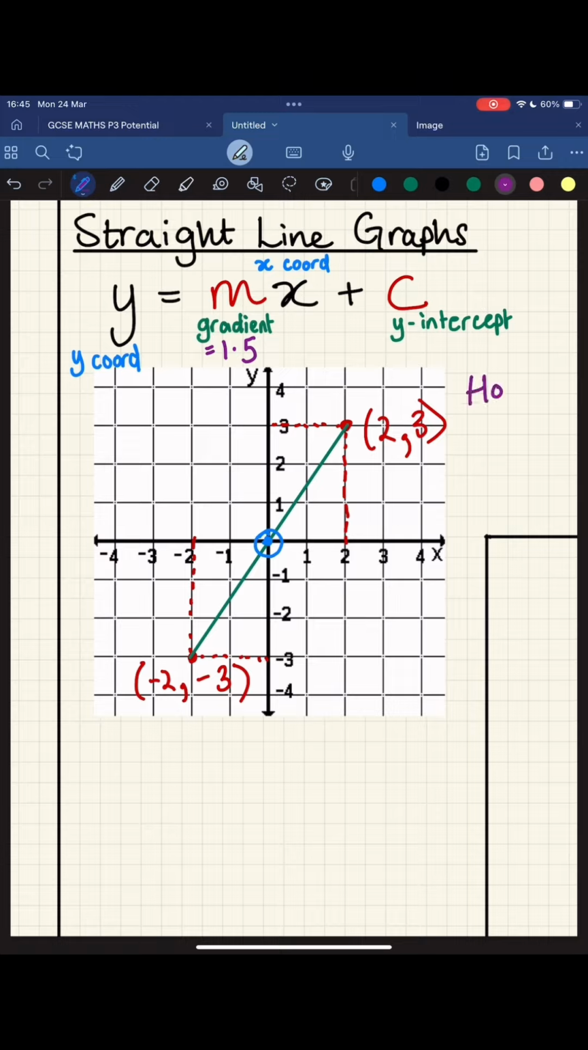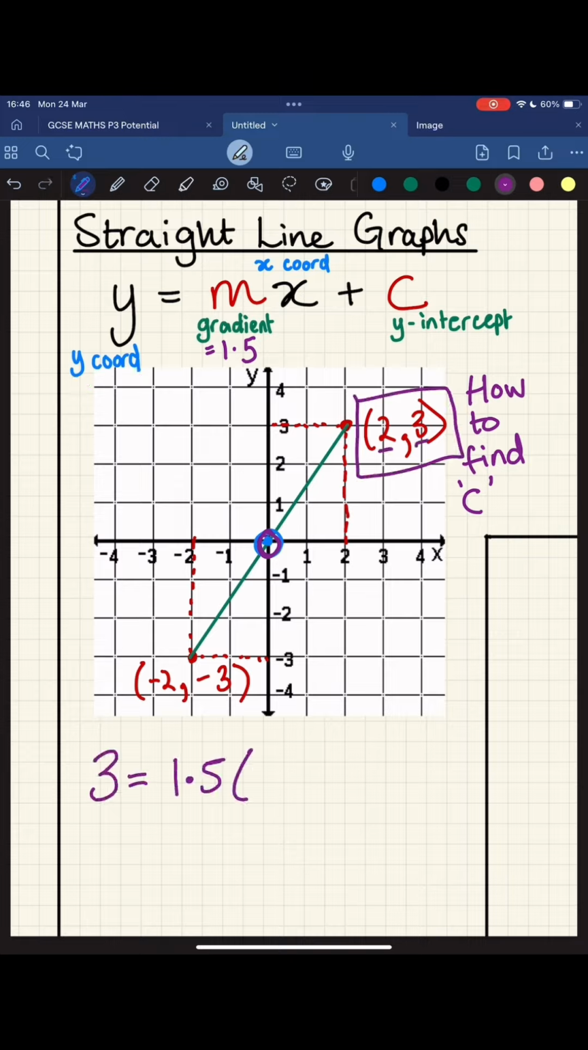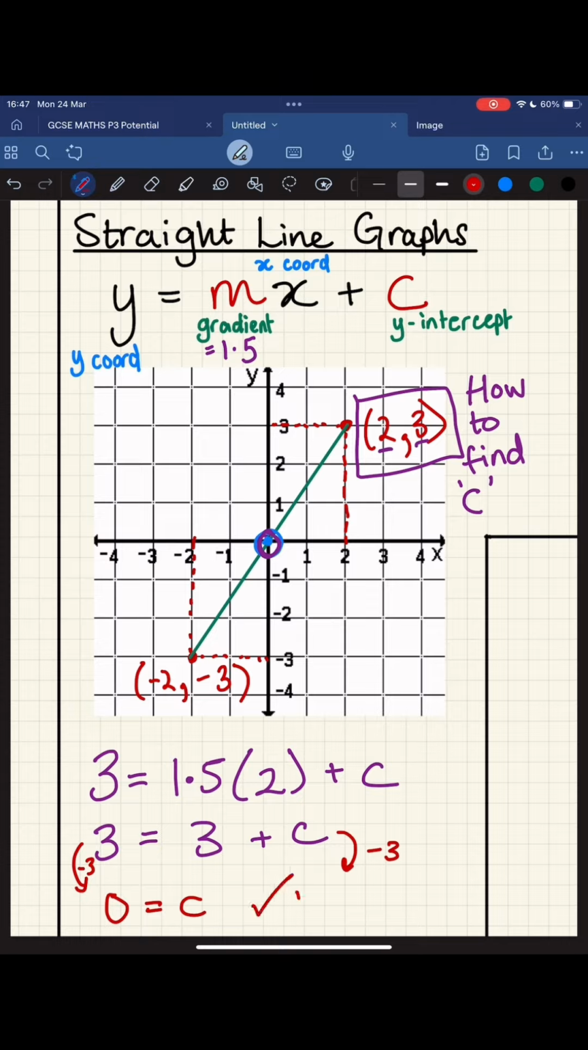Now, how do we find a y-intercept? In this case, it's obvious that the y-intercept is at 0 because we can see the graph. But if we didn't have a graph we could read off, we could sub in a y-coordinate and x-coordinate into our equation to find c. Taking from that coordinate, y is 3, m is 1.5, and x is 2. We can then rearrange this equation to make c the subject, which gives us c equals 0.